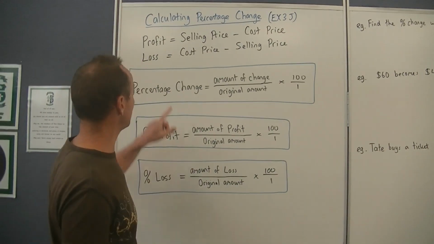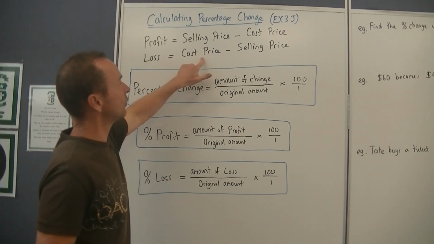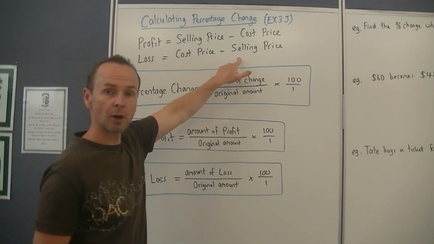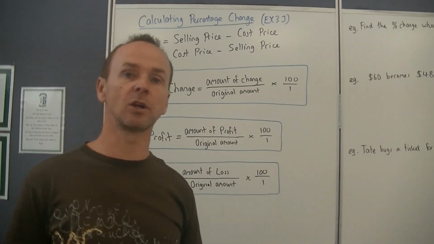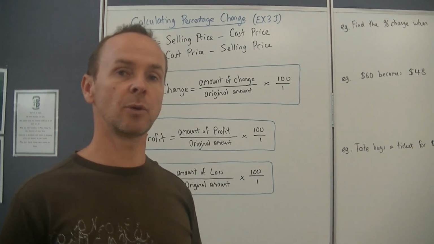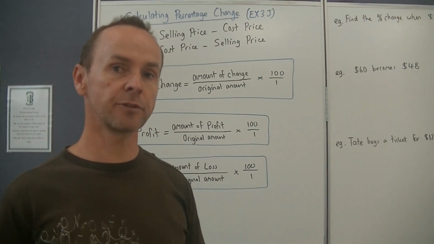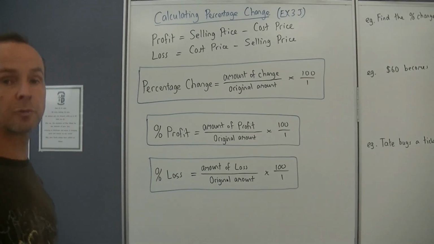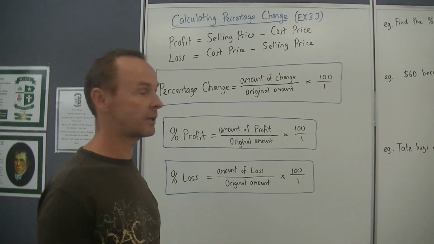But unfortunately, if you make a loss, that means the cost price is greater than the selling price. So obviously, if you buy something for $50 and you sell it for $40, you've made a $10 loss. So you need to know what those words mean: profit and loss, and the selling price and cost price. That's common sense, really, isn't it?